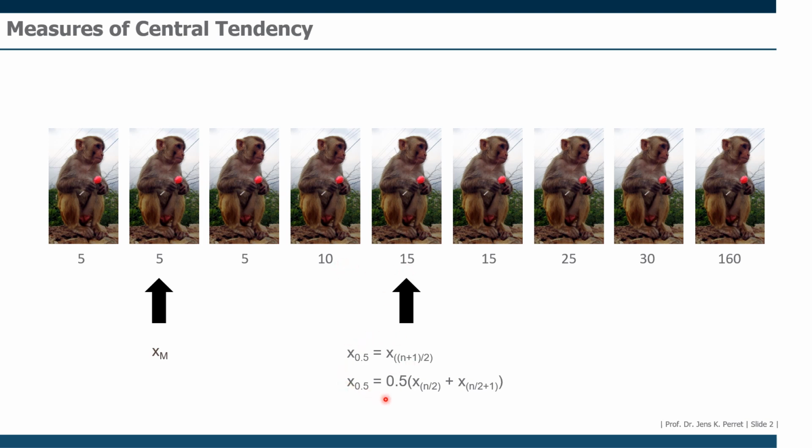And that's also the 2 formulas we can see down here. The first one is for an odd number. This is for an even number. And this, as we can see, is the average of the 2 values.